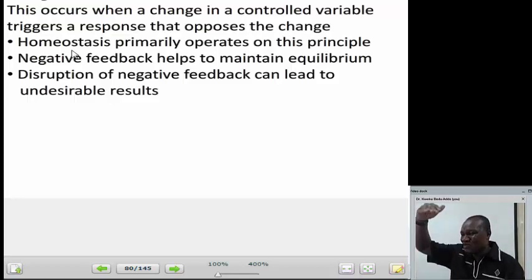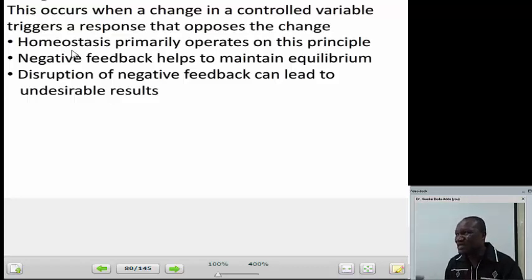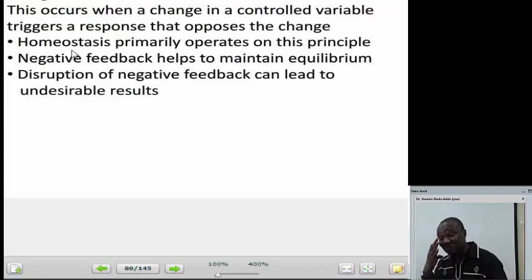The moment it goes above 20 degrees, the thermostat will detect this and the fan will start working to cool the room to 20 degrees. Right. So a change has been detected and the change is being opposed to bring it back to the set point. Right. 20 degrees is your set point. So the room temperature is maintained at 20 degrees as long as that is your set point.